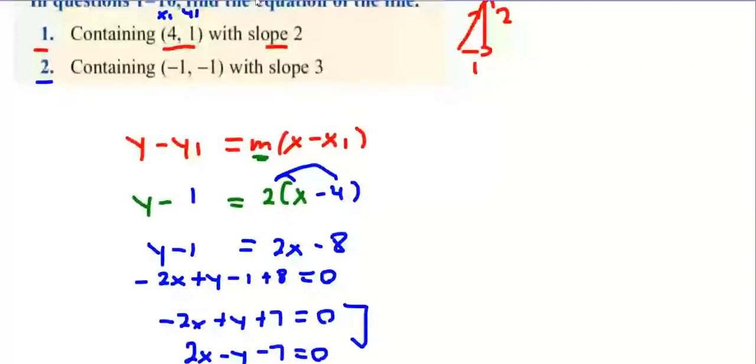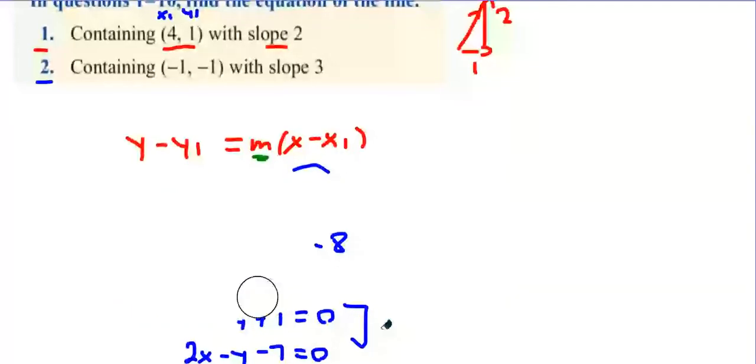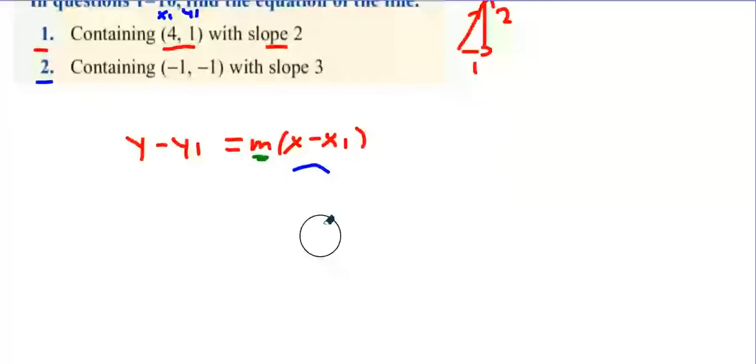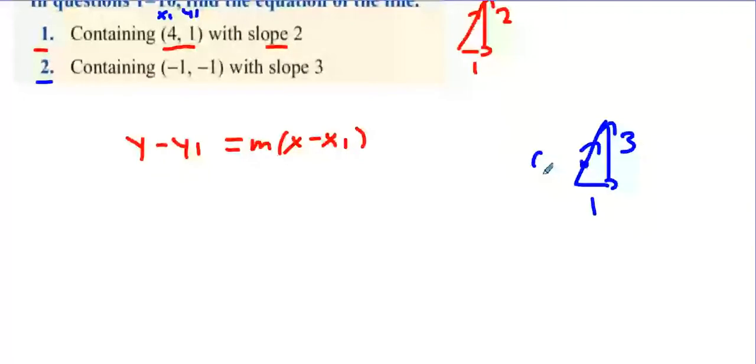Next thing I'm going to do is question 2. I'm going to use the same formula again, except different points and different slope. This time it has a slope of 3, which means that the line in question will be going 1 across and 3 up every time. So it'll be quite a steep slope, and it has to go through the point minus 1, minus 1. So x1 is minus 1, y1 is minus 1, and the m value is 3.